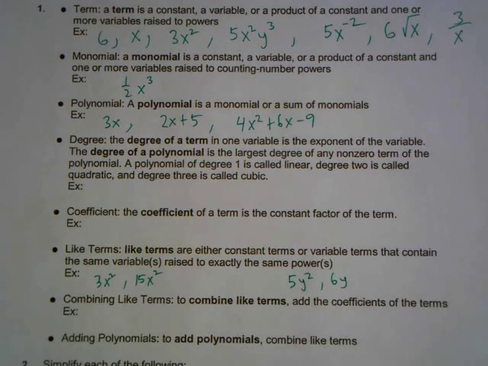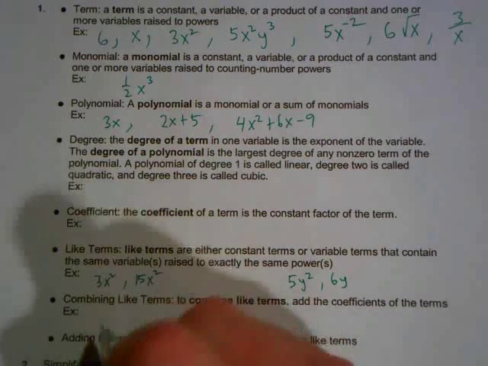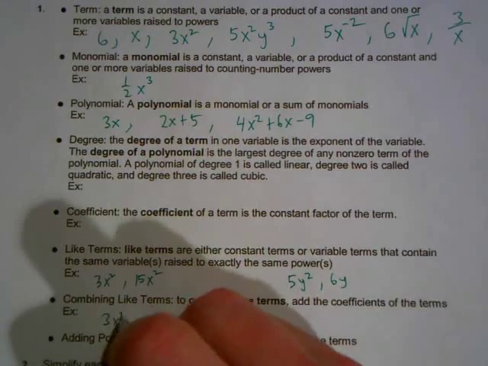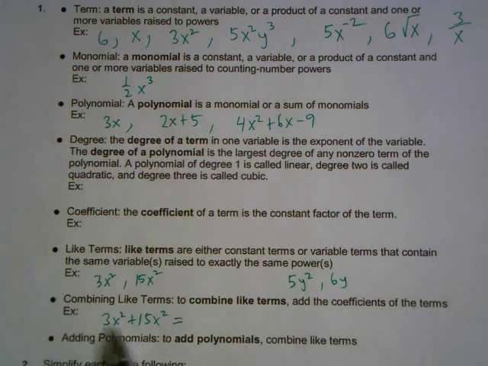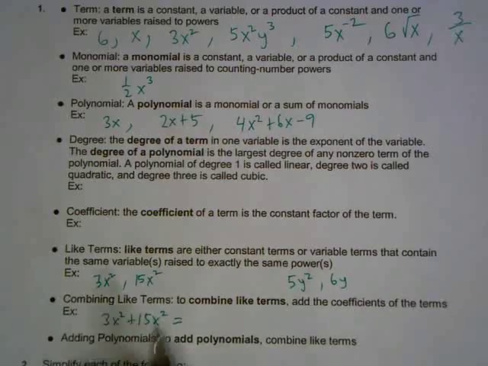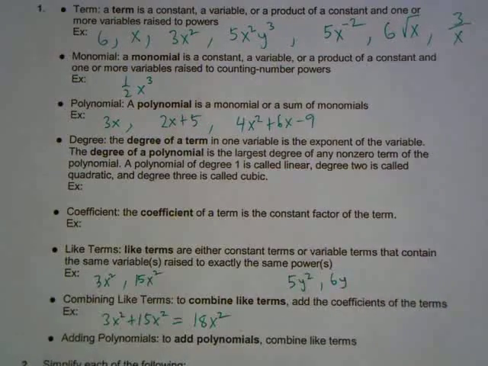And here's the whole deal with like terms. To combine like terms, we add the coefficients of the terms. So if I have two like terms, like 3x squared, and I want to add 15x squared, well, this is 3 things plus 15 things. I add them together, that's 18 things.